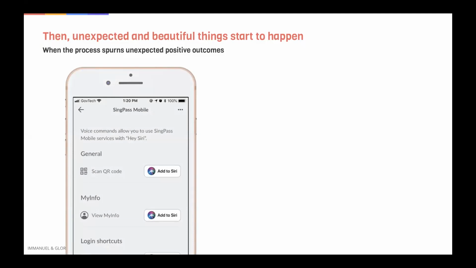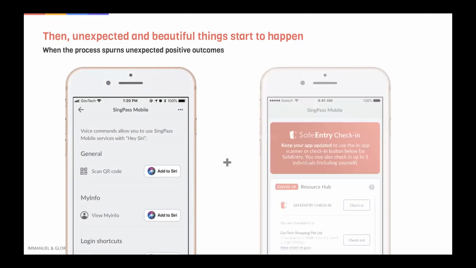And then COVID happened, and we also instituted this other feature, which is the safe entry check-in. For our non-Singaporean friends out there, it is our nationwide contact tracing system, which means that every time you enter a venue, let's say a shopping mall or a restaurant, you scan the QR code to check into that place, and you check out afterwards as well.